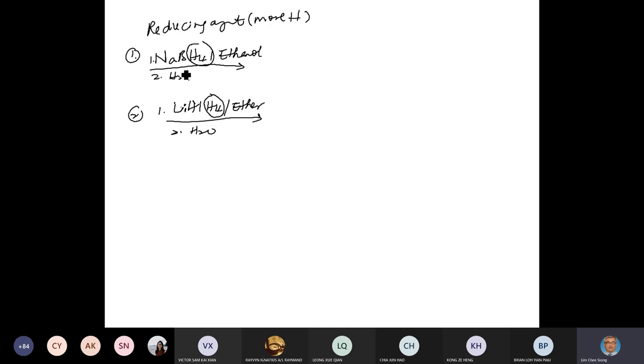But let's say we compare NaBH4 to LiAlH4, which one is more powerful? The answer is lithium is more powerful. You must know the way the reduction works. Reduction has multiple ways.